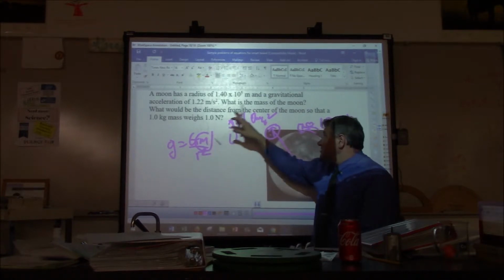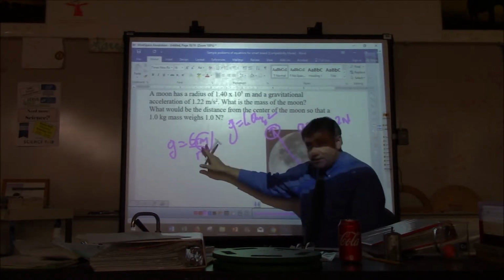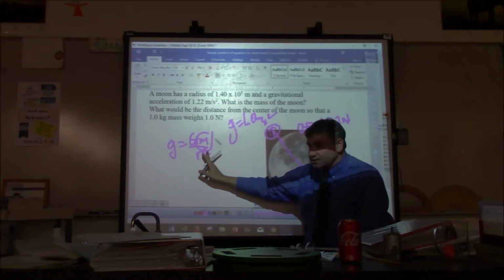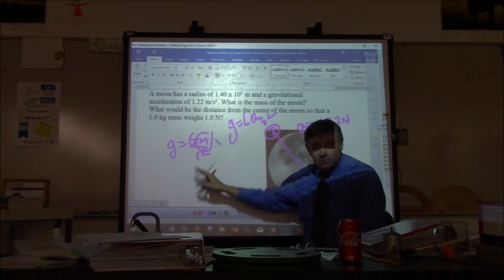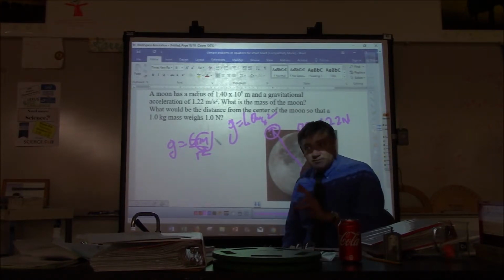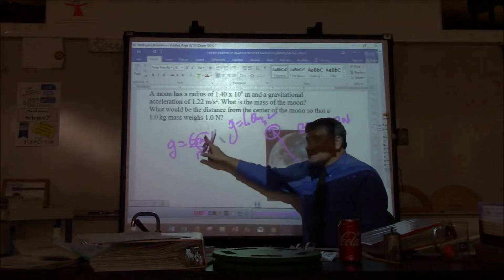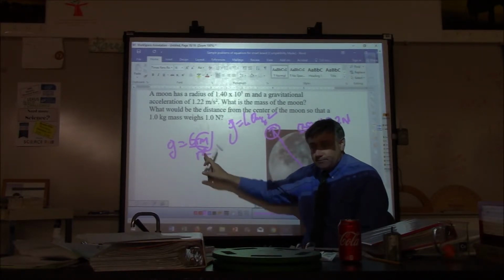Do not substitute in here this 1 kilogram mass. That isn't the issue. This is not 1 kilogram. This is the mass of the planet. That's the whole key to this. Do not substitute in 1 kilogram.